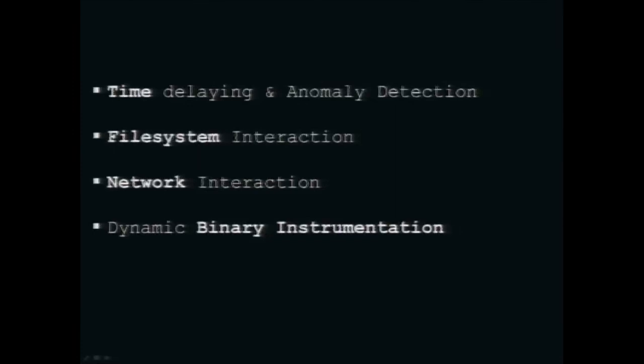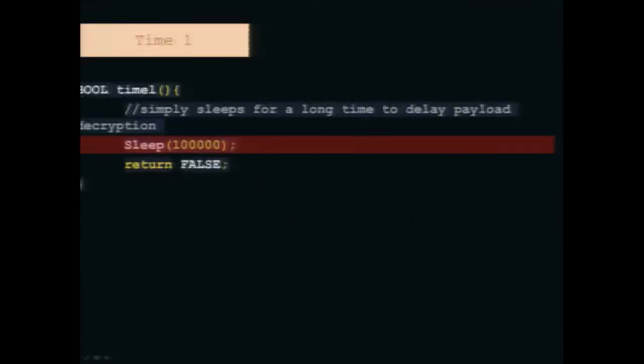So the first one is related to time and anomaly. Second is interaction with the file system, third is interaction with the network, and finally binary instrumentation. Right here, I'm going to just show you some examples of some of these checks and actually show you the evolution of some of these checks. So let's start with the first one, which is time and anomaly.